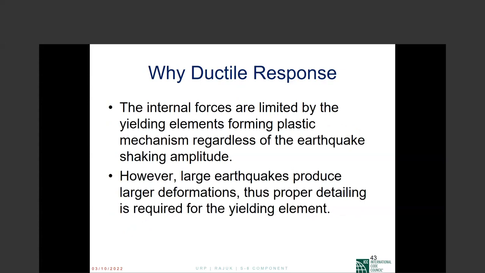Why do we need to do that? Because we can limit the internal forces to the ultimate capacity of the plastic mechanism at that element, regardless of the earthquake shaking. Pay attention that, as I told you before, if you have a larger earthquake, even though the force is the same, you will have a larger deformation. That's a very important thing. Having a plastic hinge does not mean that you have really limited the seismic forces. Indeed you did, but you may have larger deformations due to the bigger earthquake.